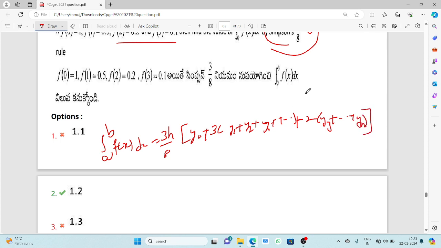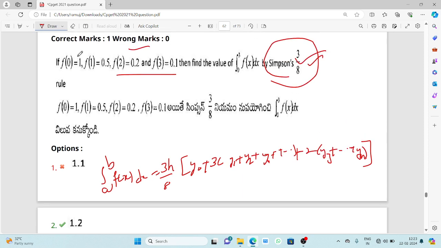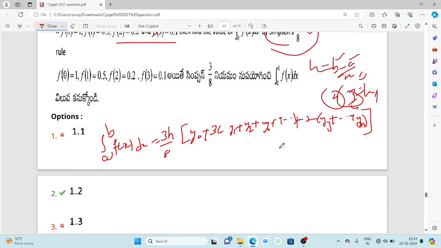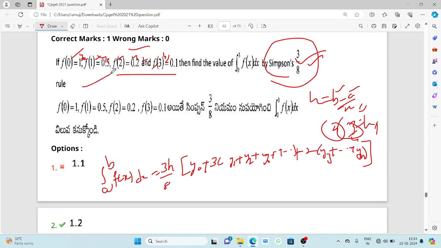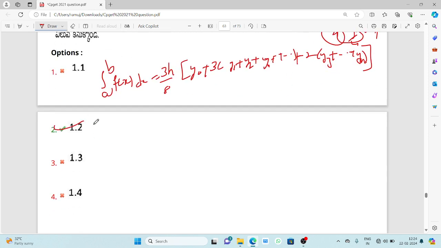So this is the formula for the Simpson 3 by 8 method. You just substitute the values: consider this one as y0, this one as y1, this one as y2, and this one as y3. Similarly, h is (b minus a) divided by n. N means how many repetitions there are: 1, 2, 3, 4, so n should be 4. We already provided b and a, that is 0, so h value is 3 by 4. If you substitute this way, you get directly the value for this question, that is 1.2.